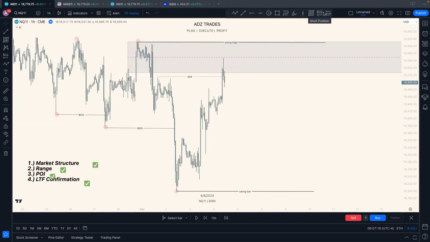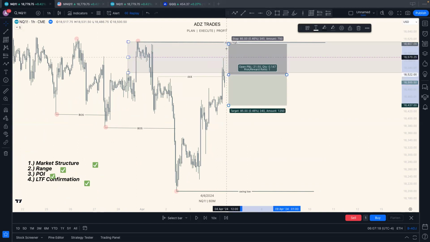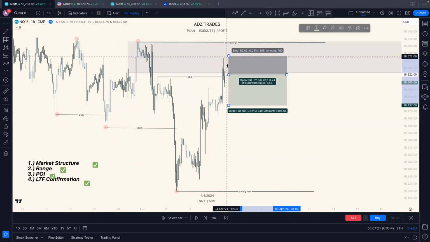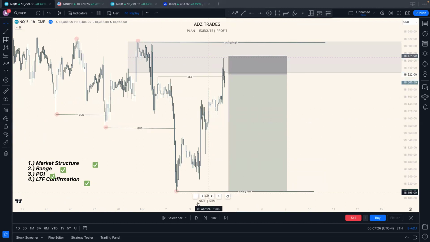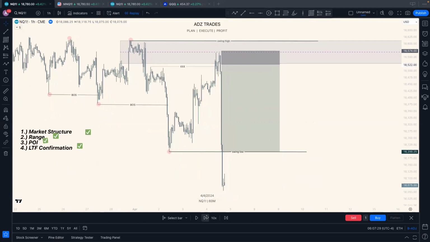So I'm going to set my short position here, stop loss above this high, and I'm going to target the low. So that's a lovely 6-to-1 risk to reward. We get filled in, we respect our stop loss, and we make a 6-to-1 risk to reward.